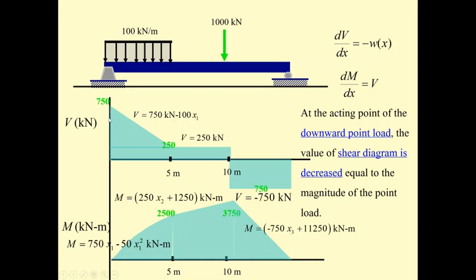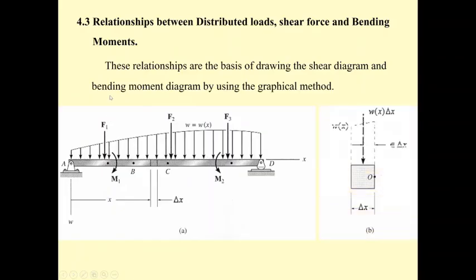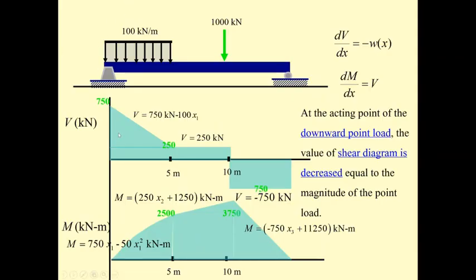And at this point also there is the upward reaction of 750, and this also is upward. So upward means that the shear is going to increase. The downward, the shear is going to decrease.